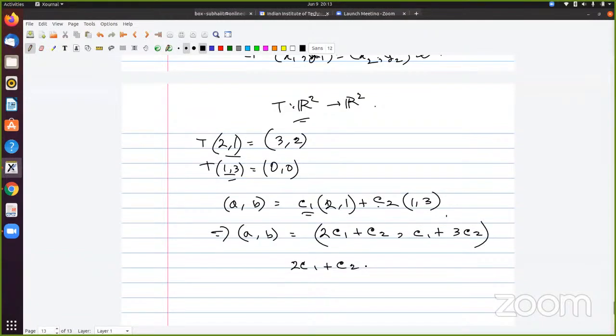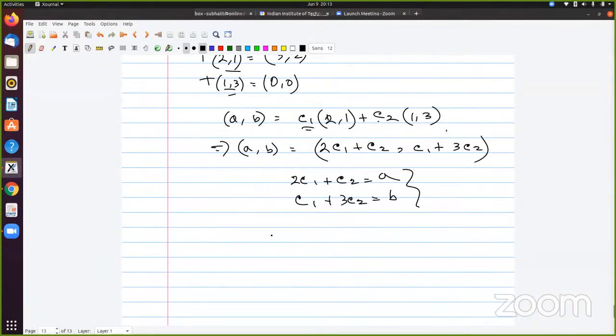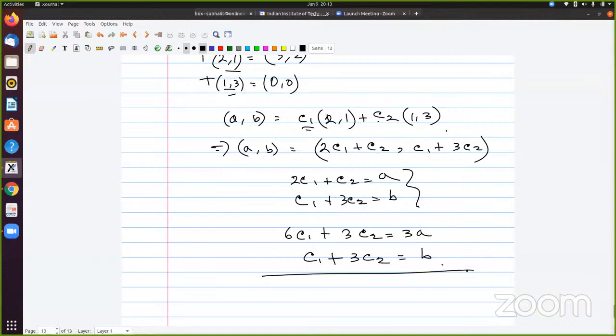2C1 plus C2 is A, C1 plus 3C2 is B, right? Then what is the solution? So we have to solve it, no? This is easy, not so difficult, no? So 6C1 plus 3C2 is 3A. I'm just using your high school method to solve it.